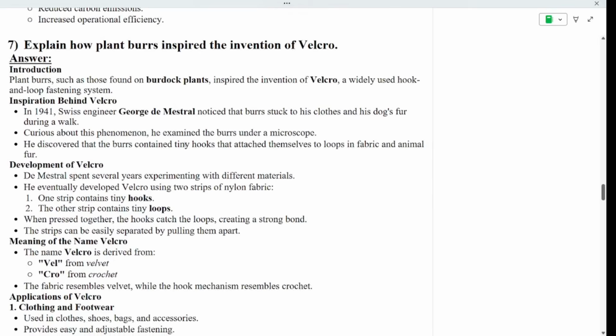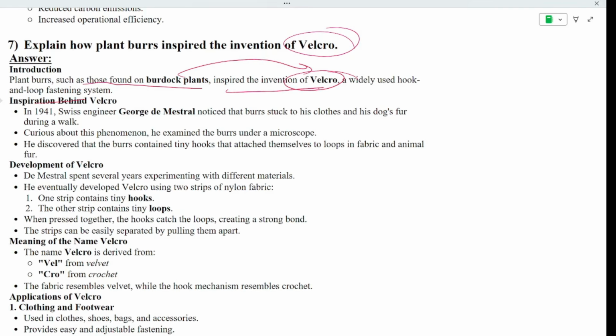Next, plant burrs and the invention of Velcro. This is one of the repeated questions. This will be a short question again. Now we will see how this works. First, the plant burrs, that is the burdock plant, led to the invention of Velcro.